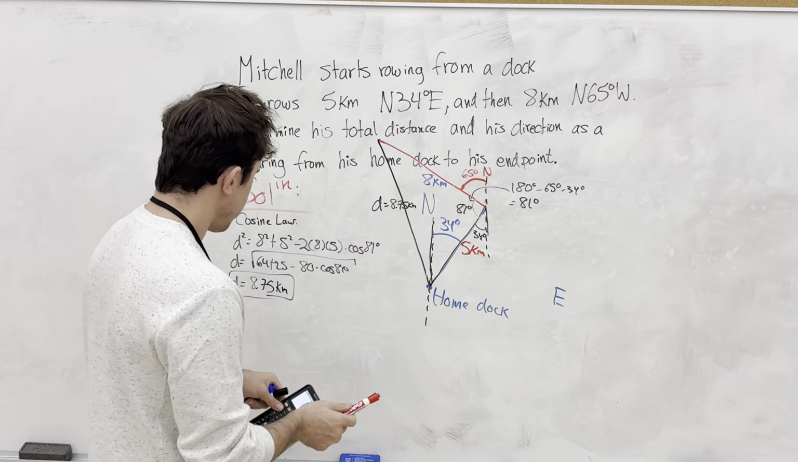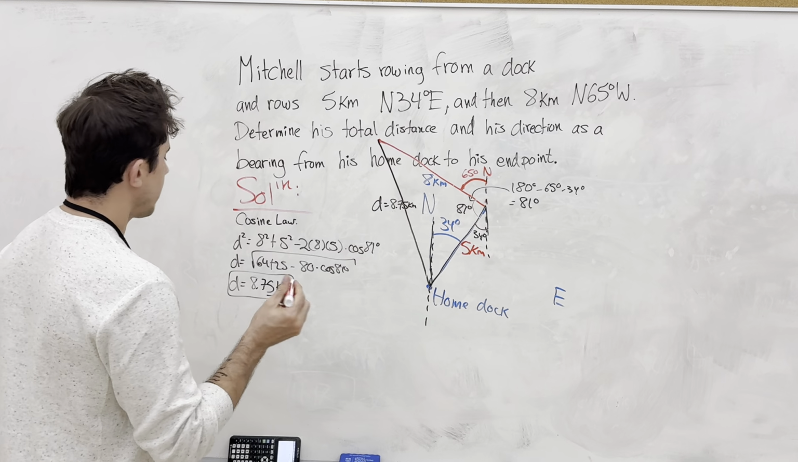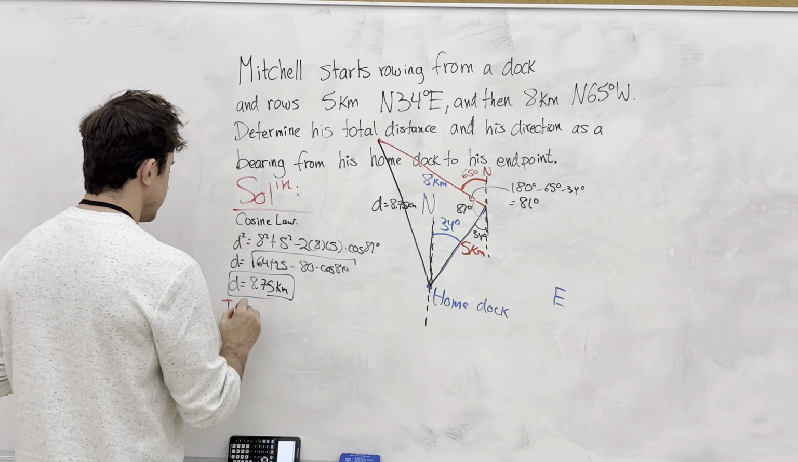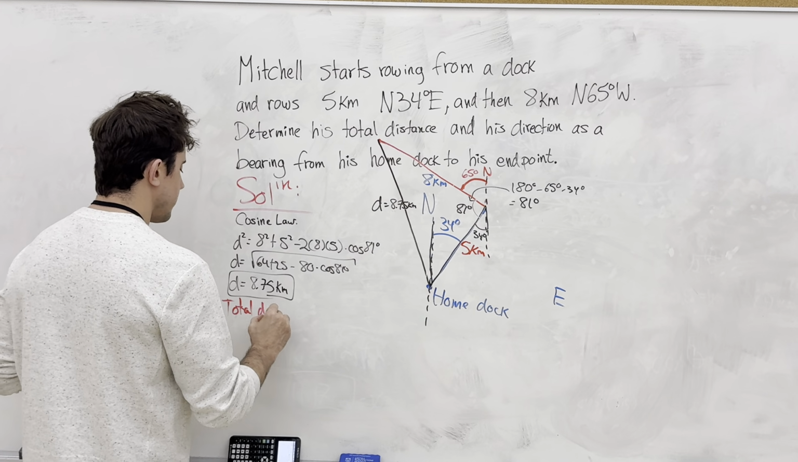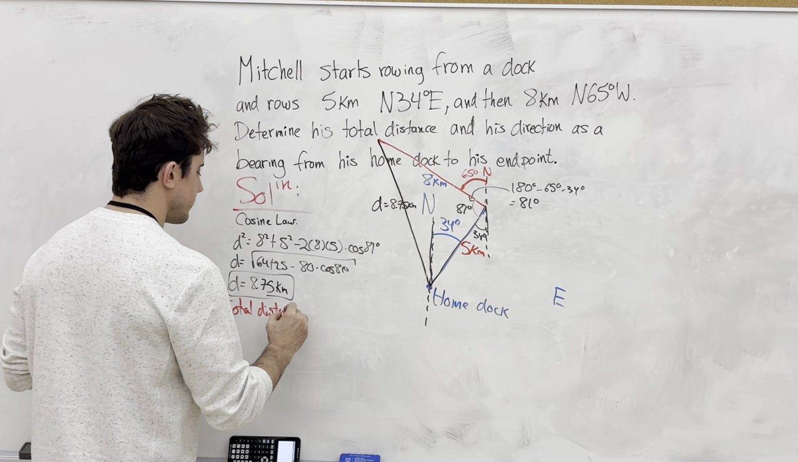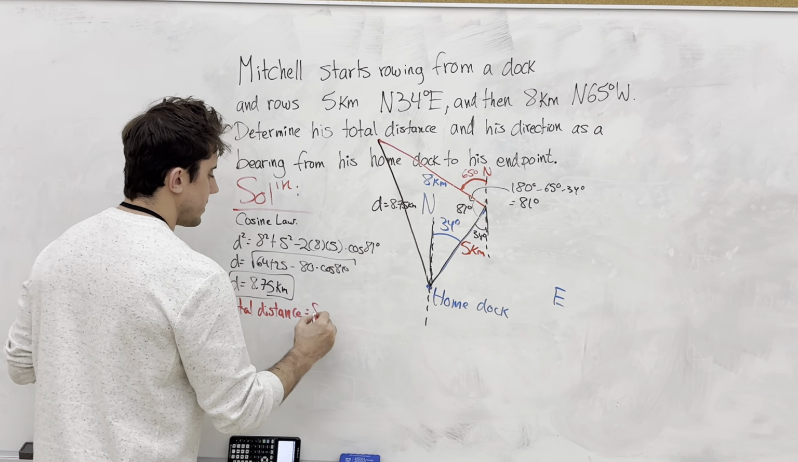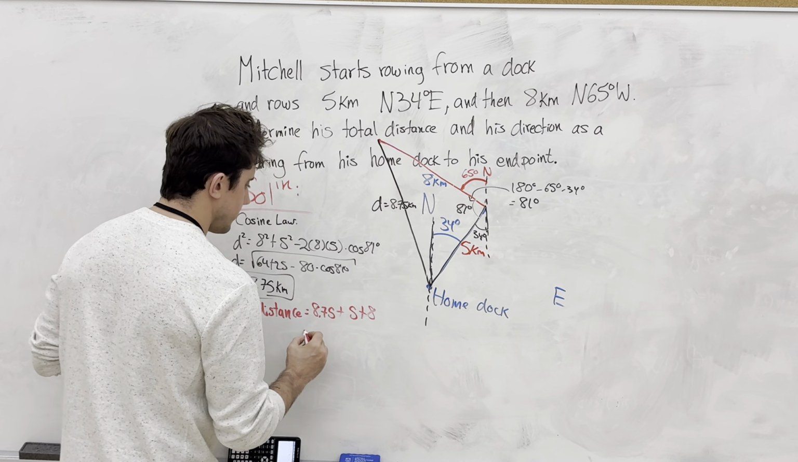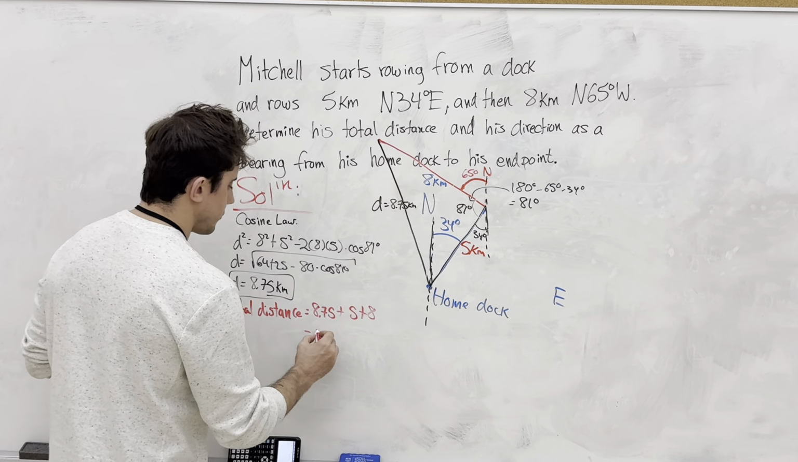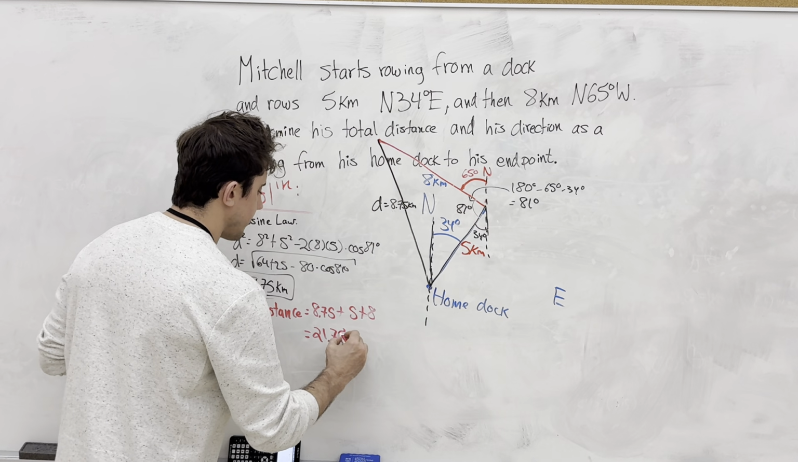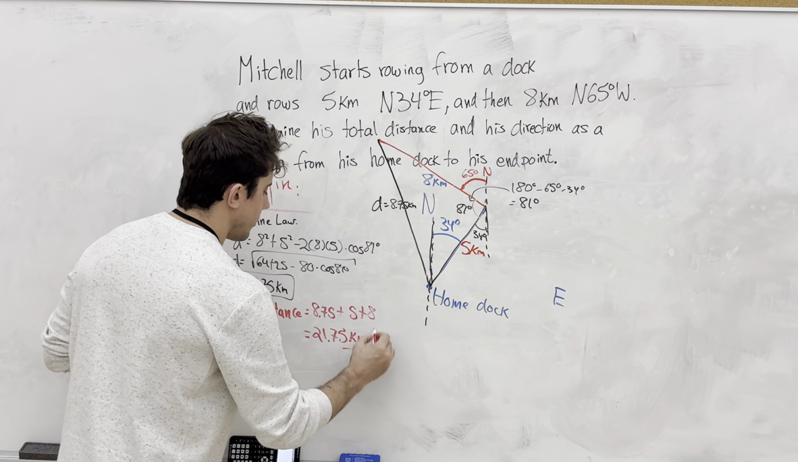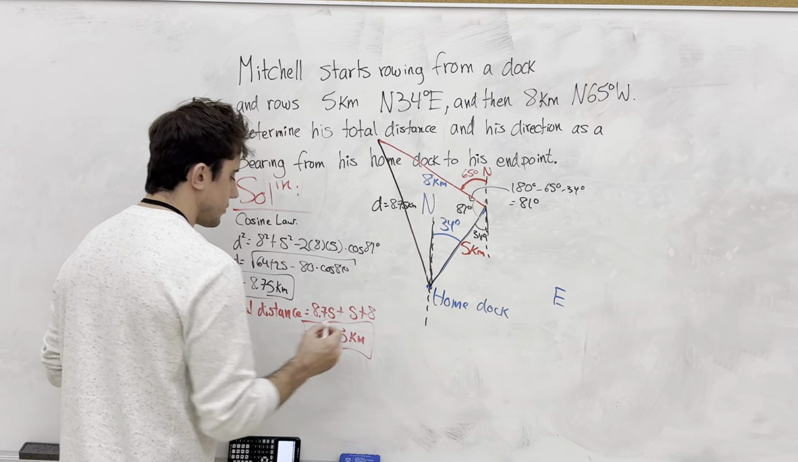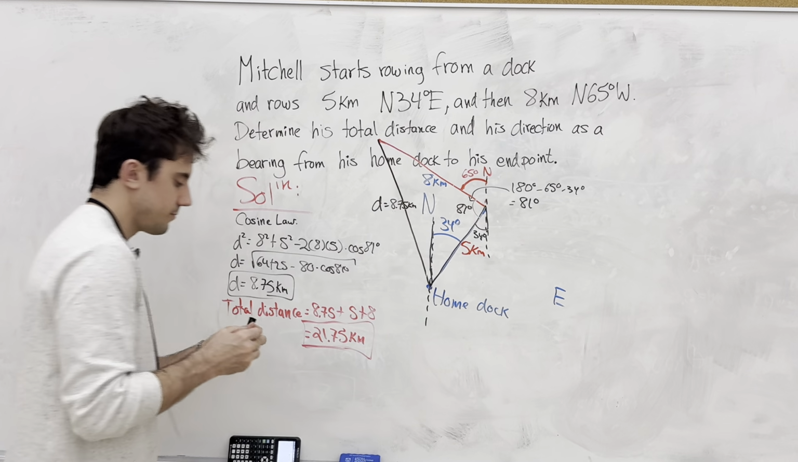And so we can now add up all three side lengths. So total distance is 8.75 plus 5 plus 8, which is 21.75 kilometers total travel. Okay, so that's part one.